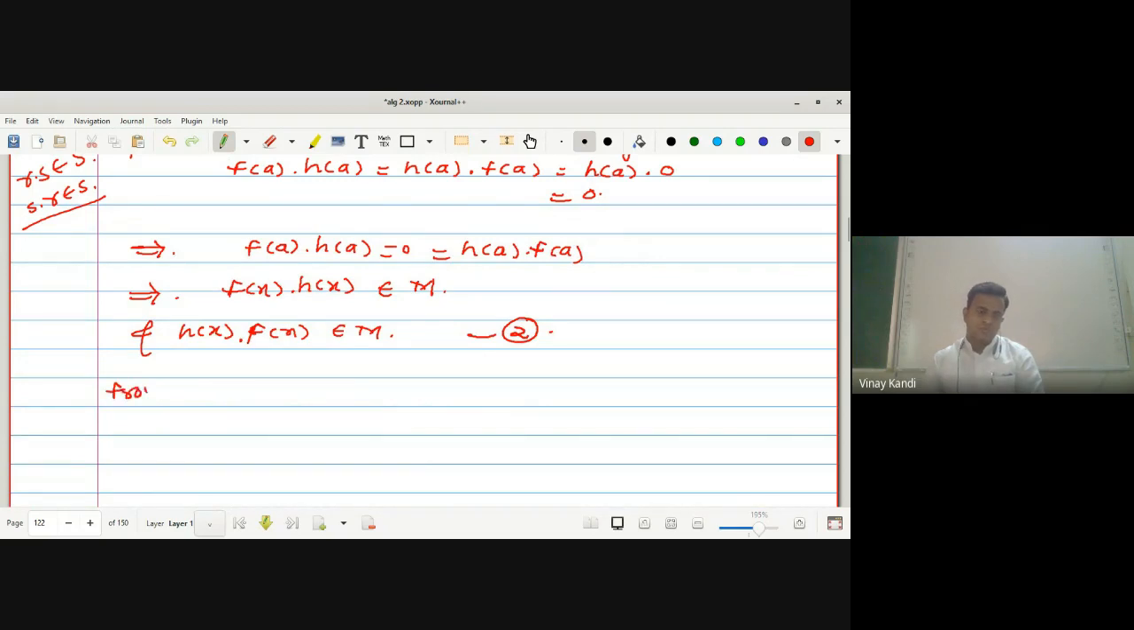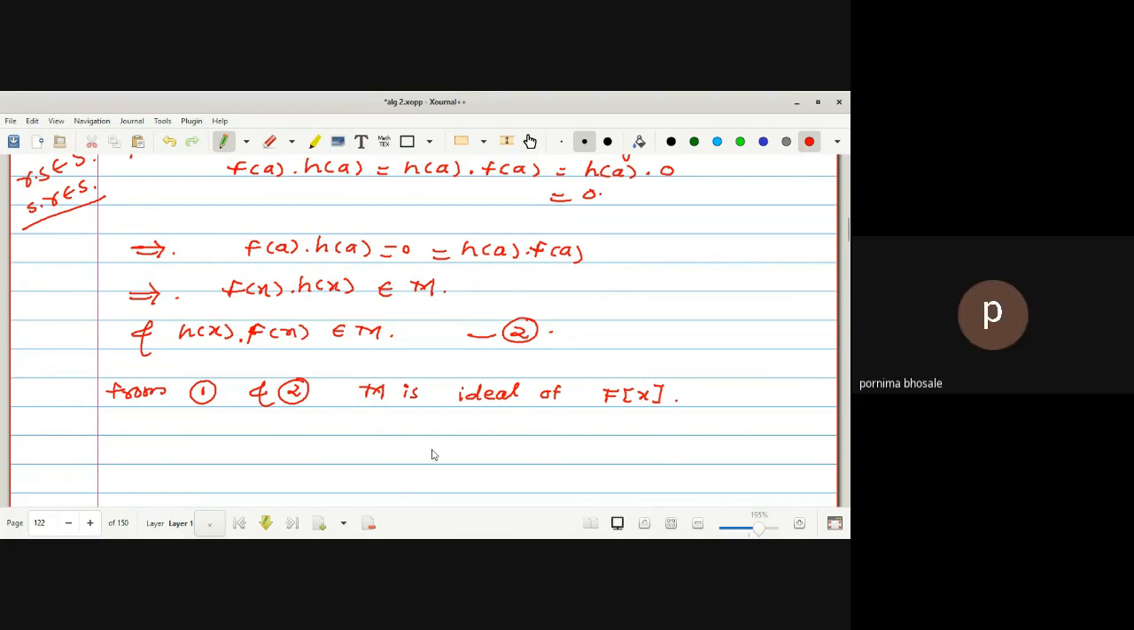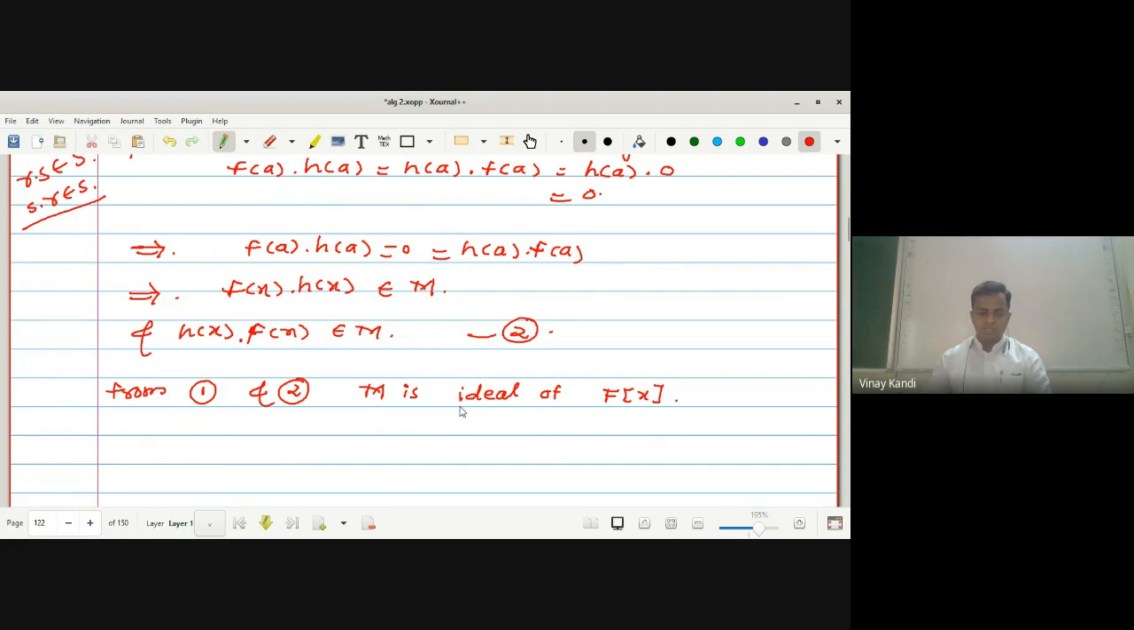So from 1 and 2, capital M is an ideal of capital F of x. Okay, any doubt? No, sir. We will show later what kind of ideal it is, you will understand from the statement. Any doubt up to here? No, sir. Now look at here.